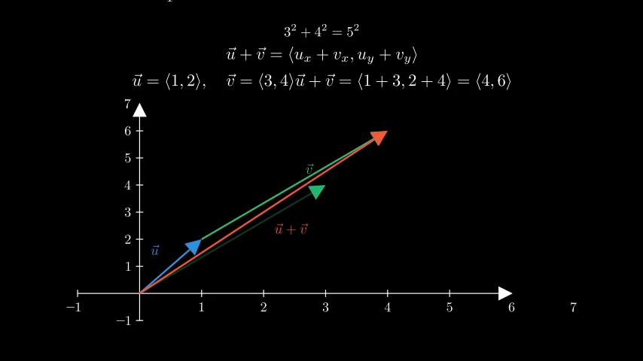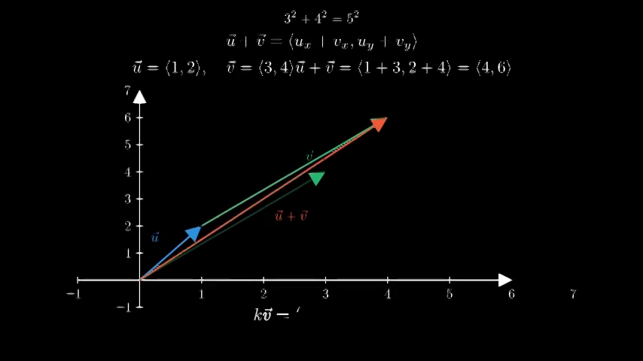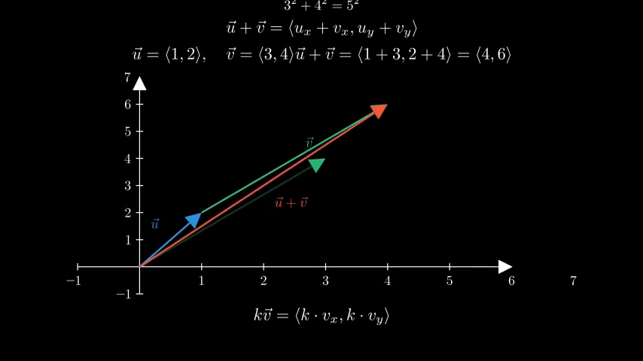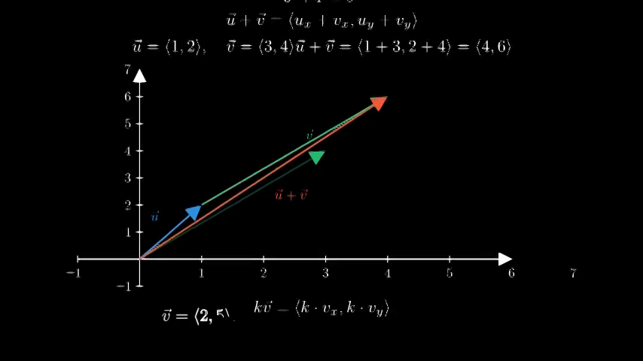Next, let's discuss scalar multiplication. When you multiply a vector by a scalar, a regular number, you multiply each component of the vector by that scalar. For a vector v equals ⟨v_x, v_y⟩ and a scalar k, the product k times v equals ⟨k times v_x, k times v_y⟩. Let's look at an example.